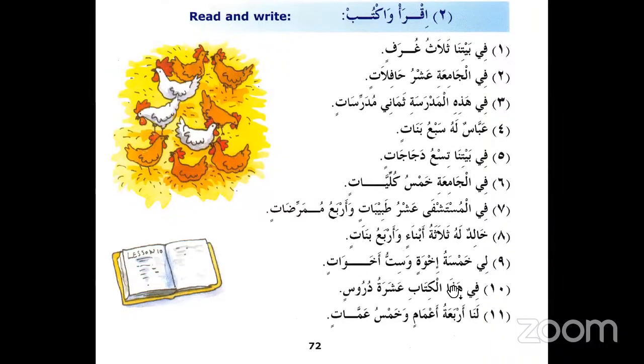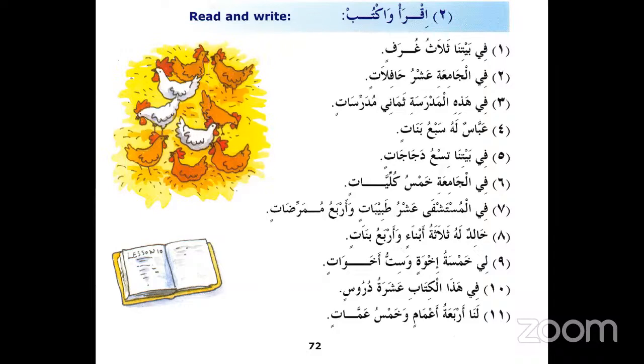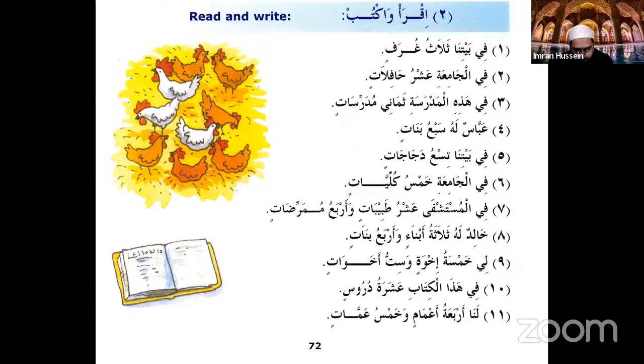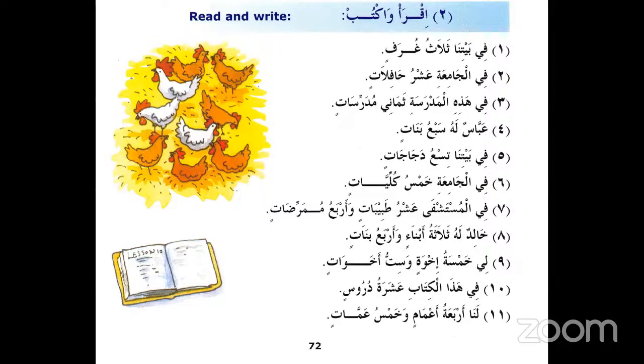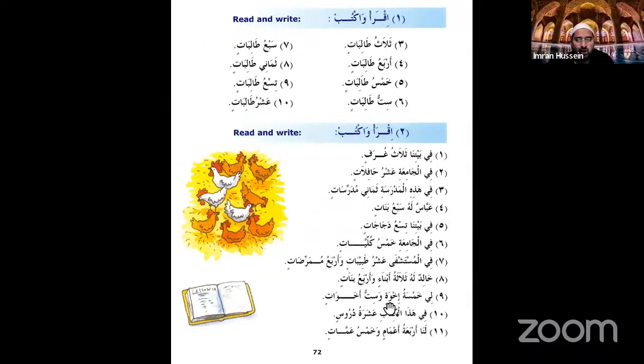في هذا الكتاب 10 دروس. In this book, there are 10 lessons. 4 أعمام و5 عمات. We have four uncles, a'mam, and five aunties. Excellent. Ammatun.